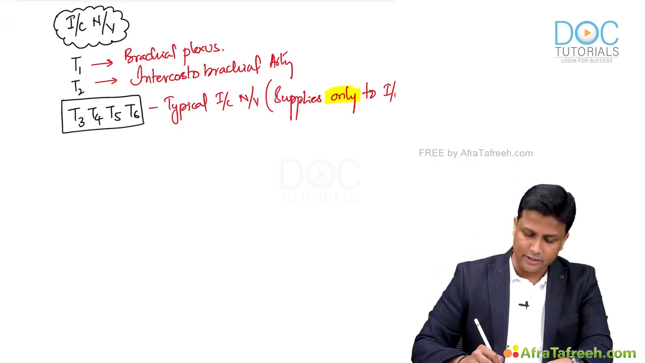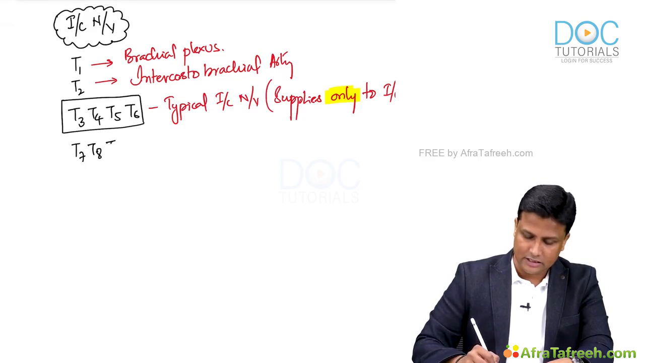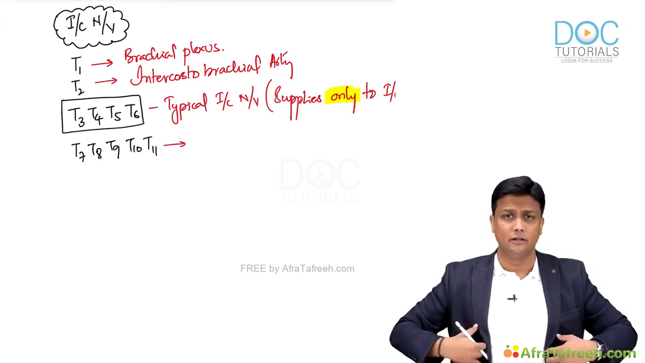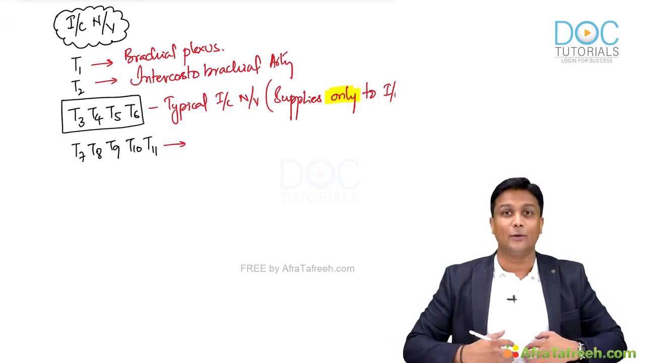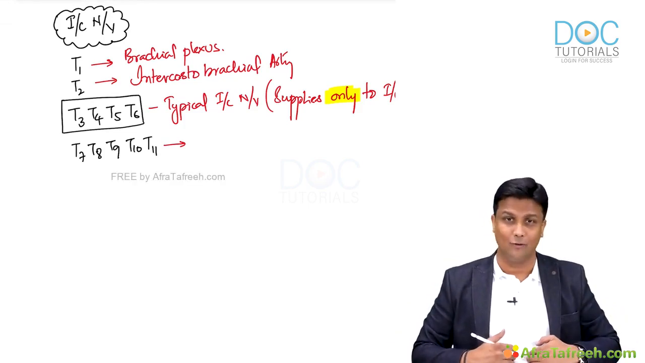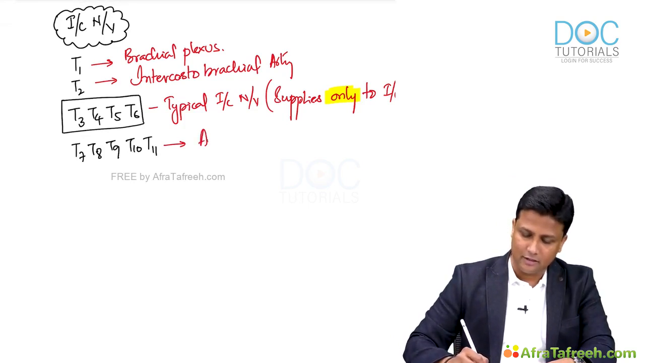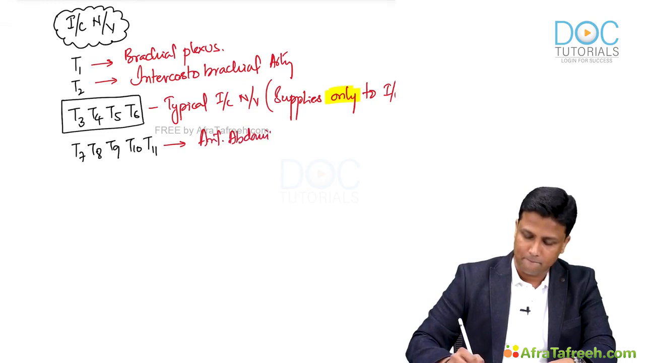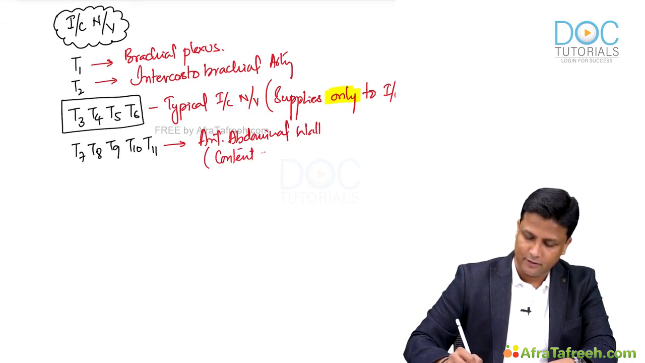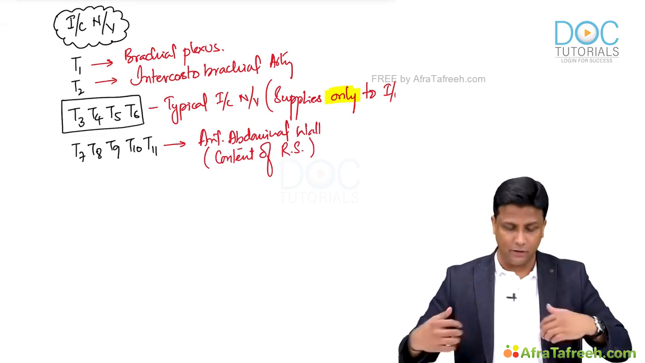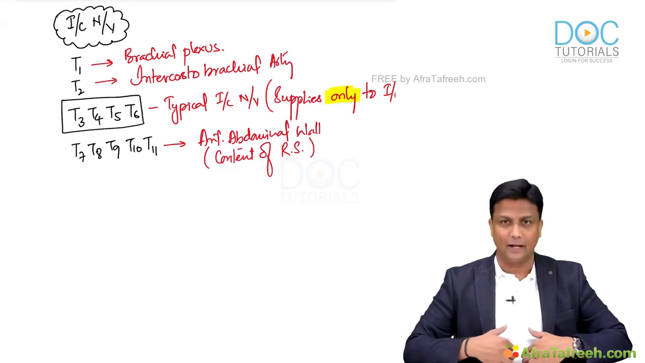Then what about the remaining nerves, sir? There are T7, T8, T9, T10 and T11. All these nerves not only supply the intercostal space here in the thorax region, they also continue down as a content of the rectus sheath in the anterior abdominal wall. So basically they are thoraco-abdominal. They supply the thorax, the intercostal space, as well as the anterior abdominal wall.